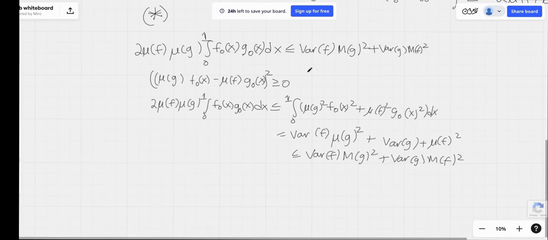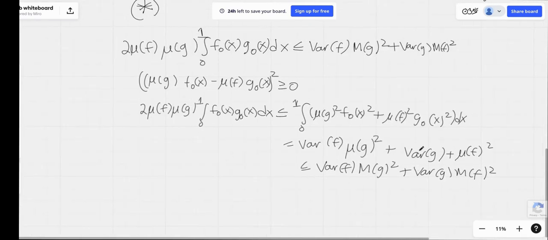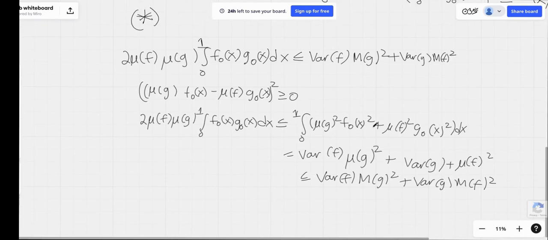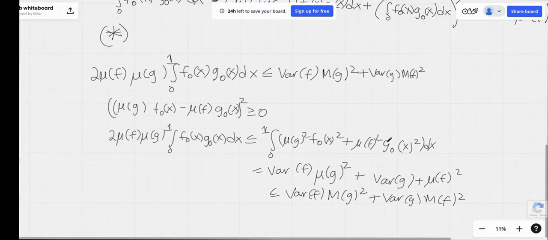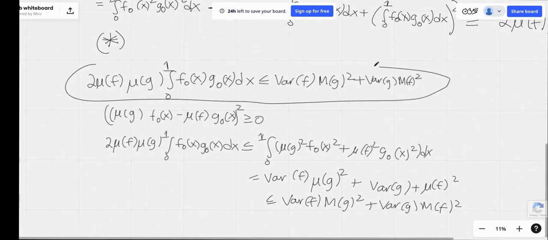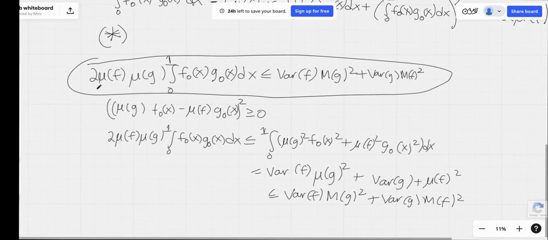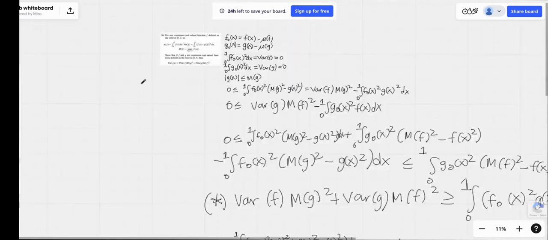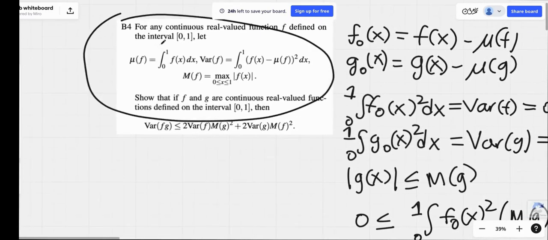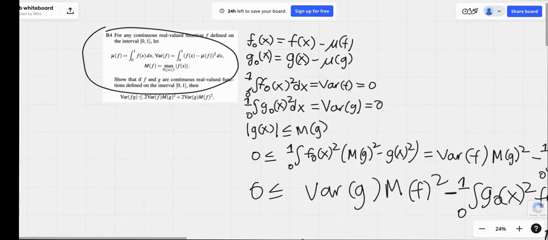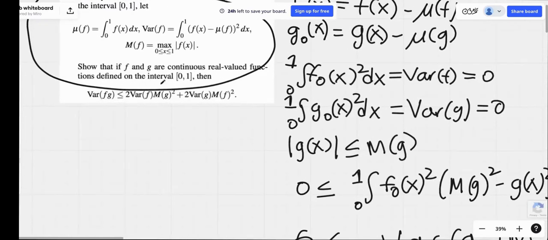Now let's just take a second to convince yourself that these inequalities hold. Just plug in the definitions and see. Now, because this previous inequality holds, this one must hold, and this is equivalent to the statement that the question asks us to prove. Therefore, we have proved that the variance of fg must be less than or equal to 2 times the variance of f times big M of g square plus the same thing for g.